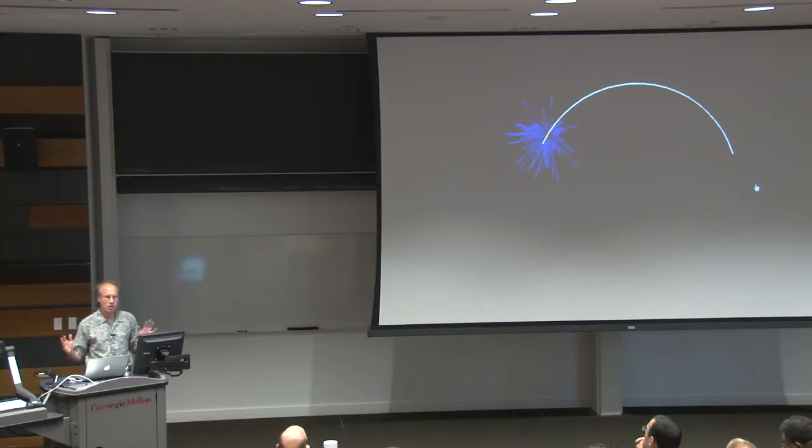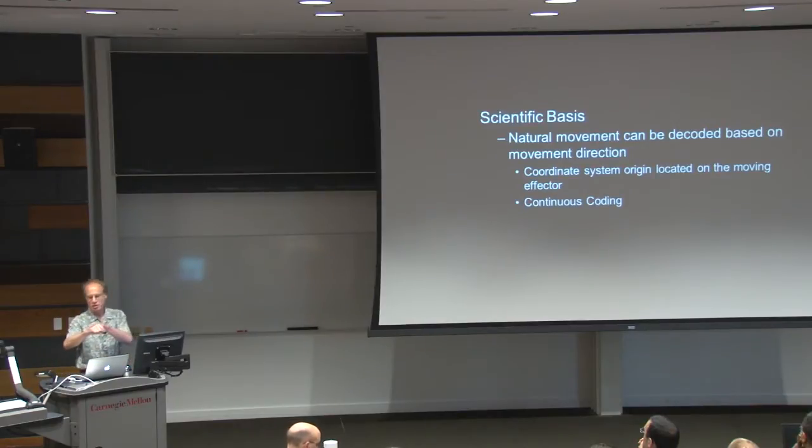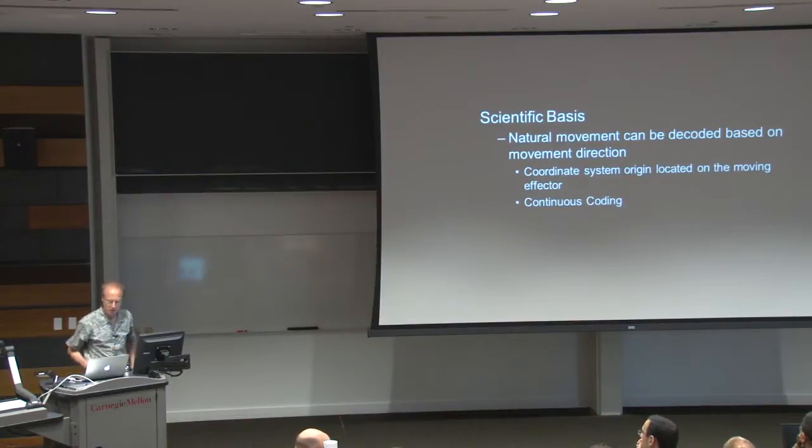So now I have the tool to extract trajectories from the brain. It works very well, it's very robust, it's high fidelity. Okay, so what does it mean? Well, it shows you that natural movement can be decoded from movement direction. And if you think about it a little bit more, what it means is the coordinate system that I'm talking about is located on the moving effector. So the velocity vector is hand-centered. Okay, so it tells you where the hand is. The origin of the vector is one point in time, and at t plus one, that's the end of my velocity vector. So it moves with the hand.